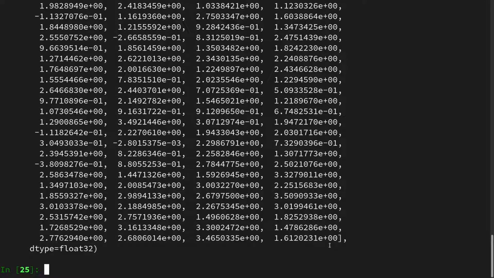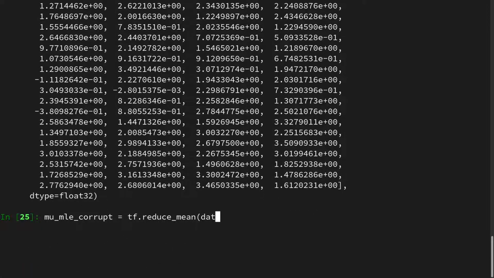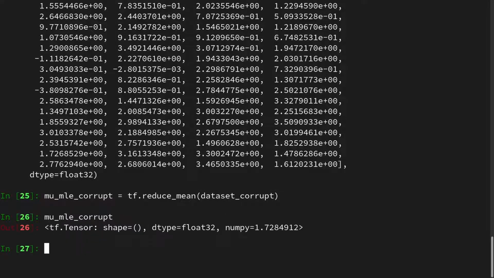And now let us create a new corrupt MLE. So mu MLE corrupt. And for this we again use tf reduce mean over the corrupt dataset. And if we look at the corrupt MLE, we see it's at 1.72. So that's far off from the 2.5, which our original distribution was. Because 2.5 is still the underlying correct value, but we can't just infer it anymore with a maximum likelihood estimate.